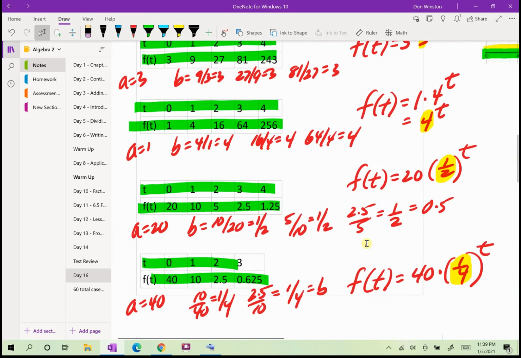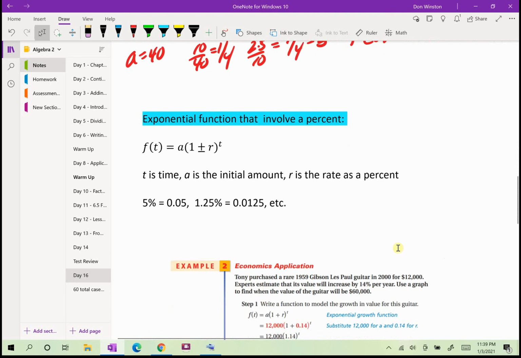Now, let's look at those exponential functions that do involve a percent. The general form for an exponential function that involves a percent is a lot like what we just saw, except we just have to do one more thing to it. f of t equals a times 1 plus or minus r raised to the t. Again, t is time, a is the initial amount, but here r is the rate as a percent. Now remember how to change a rate to a decimal: you divide by 100. So if I have 5%, if I divide that by 100, I get 0.05. We have to convert r from a percent to a decimal.